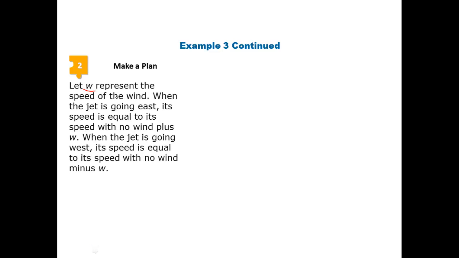Alright, next we're going to make a plan. Okay, W is going to represent the speed of the wind. When the jet's going east, its speed is equal to the speed with no wind plus W. When it's going west, its speed is equal to its speed with no wind minus W.